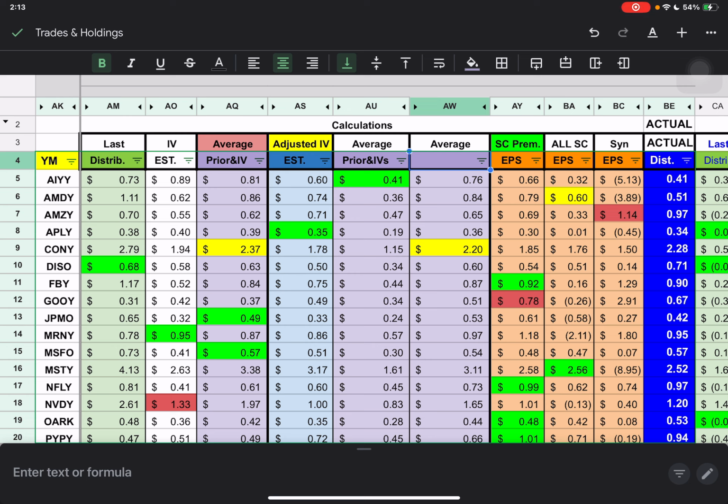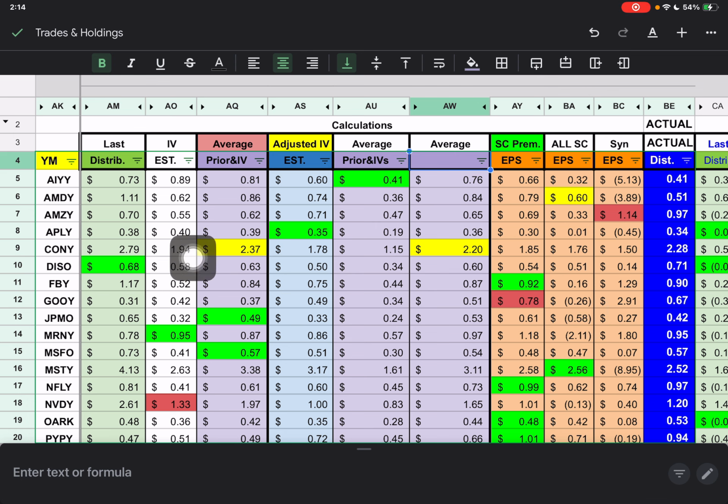So what this column actually is, using the premium, which I had in there before, and the IV, but instead of the net short calls, I ended up using this last distribution amount, since that was what our estimates were closest to last time. So that's what this average is going to be: last distribution, IV estimate based on IV, and the short call premium. And then in these columns, we have the short call premium only, our net trades, and the synthetic. So this is just to have all those numbers right here, side by side.